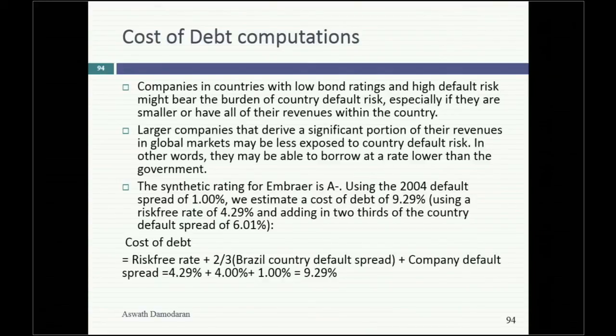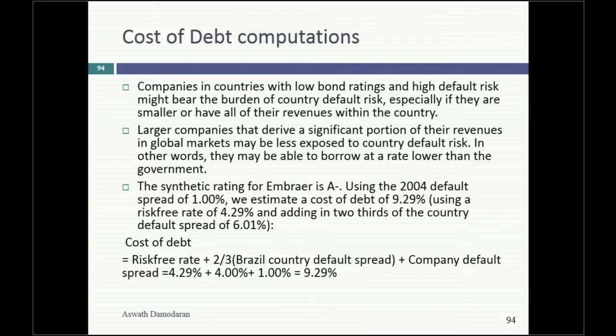One is the default spread for the company, which in the case of Embraer is 1%. The other is the default spread for the country. For most companies, I put in the entire default spread for the country. In the case of Embraer, I thought that was a little too harsh, and here's why. What did you say Embraer does? It sells in a global market. It gets almost all of its revenues there. It actually had less default risk in 2004 than the Brazilian government had, which effectively means that some of the country risk doesn't go through.